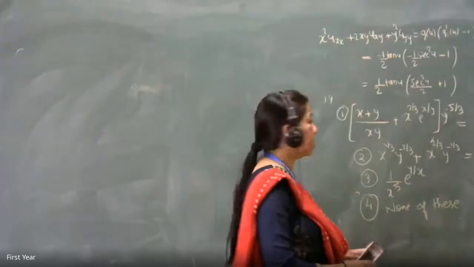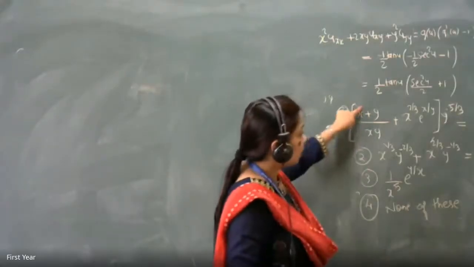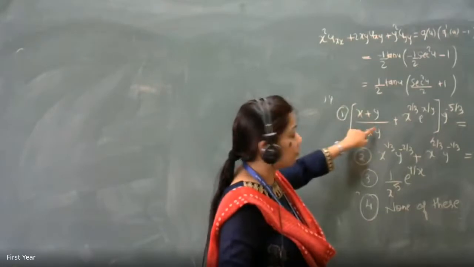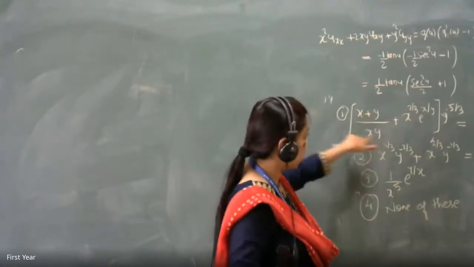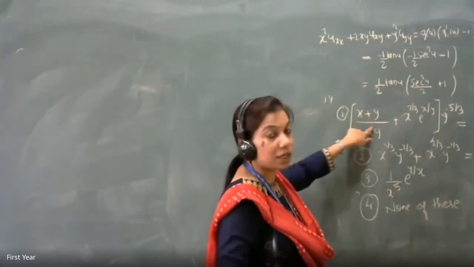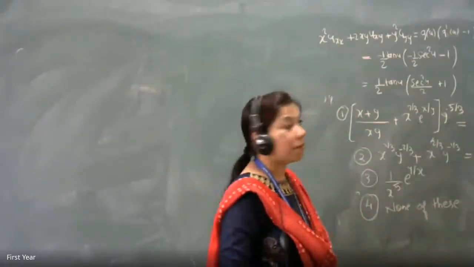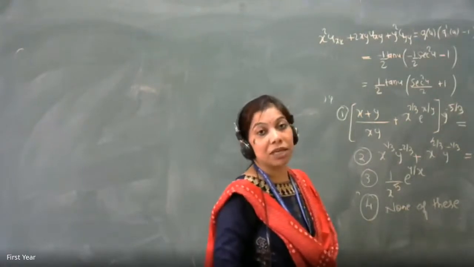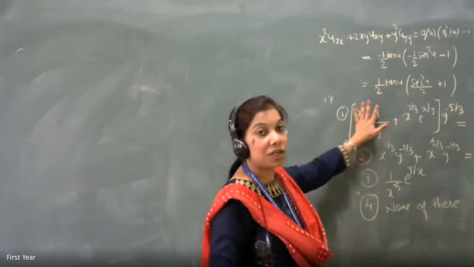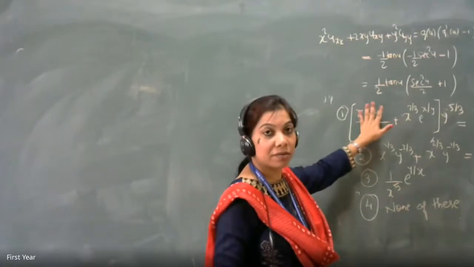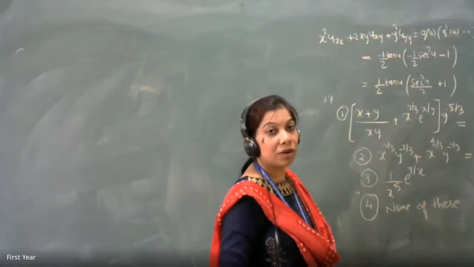Only one student had given me the correct answer. This is 1 and this is 2. Degree of this is 1, degree of this is 2. So this expression has degree 1 minus 2, that is minus 1. And minus 1 and minus 5 by 3, you have to multiply it inside, will become minus 8 by 3. So the degree of the first expression is minus 8 by 3. Correct? Everyone, are you getting it?